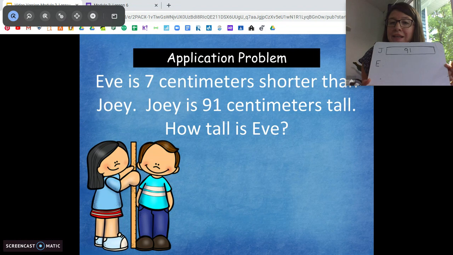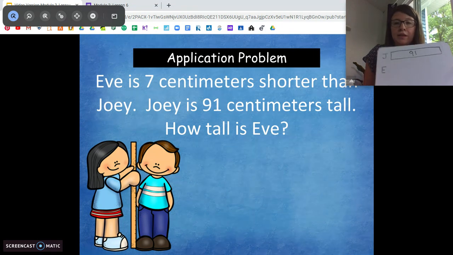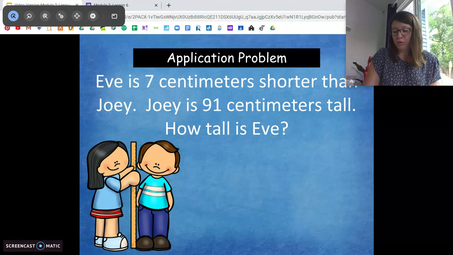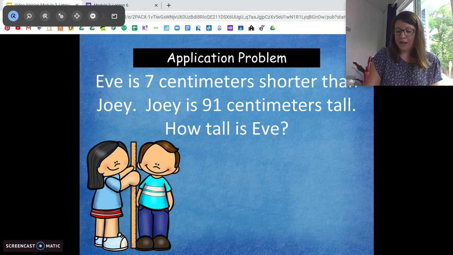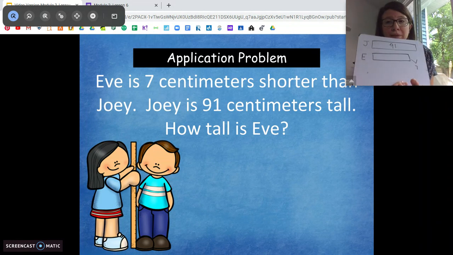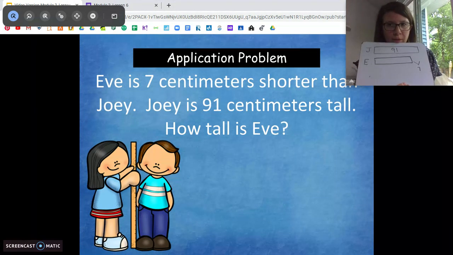Now, Eve is 7 centimeters shorter than Joey. So her box is going to be shorter than Joey's. Not a ton shorter, but shorter. And this distance right here is going to be 7. Okay, so I'm going to use this picture to help me solve the problem.